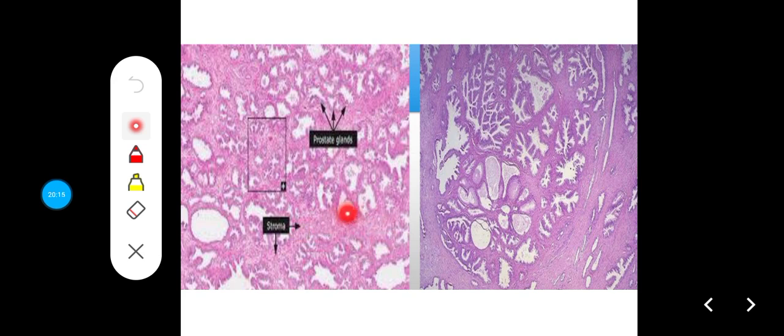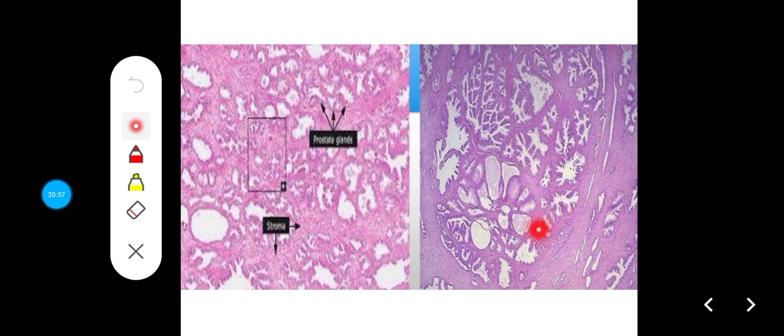Also the same thing here. You can also appreciate the glandular part with serrated margins, and then the abundant fibromuscular stroma. So the slide of the prostate is quite easy to identify. Glandular part with serrated margins. See that? They are numerous. So this doesn't look like the testis or the epididymis. So the prostate is very distinct.